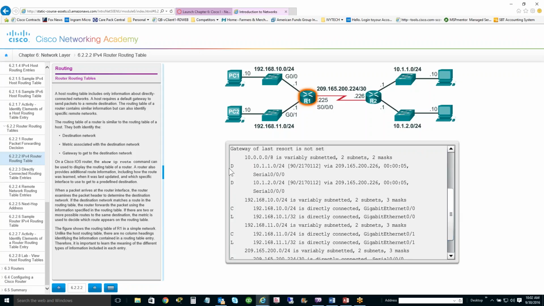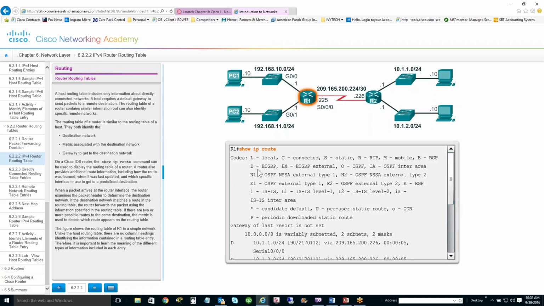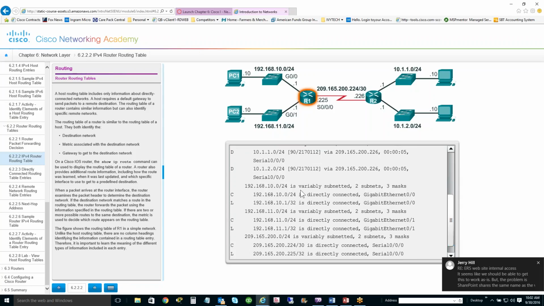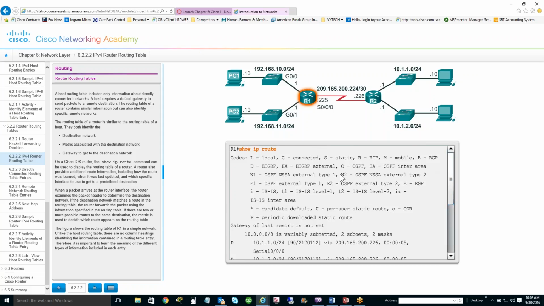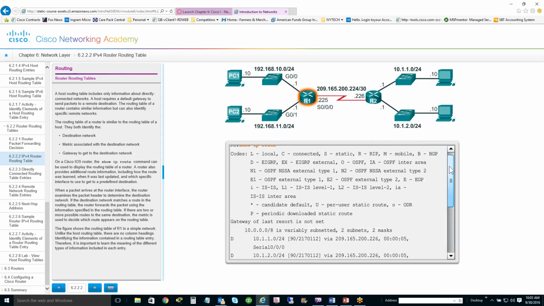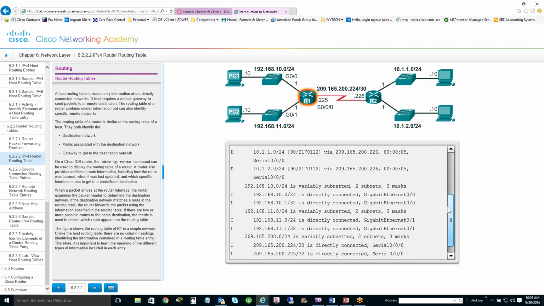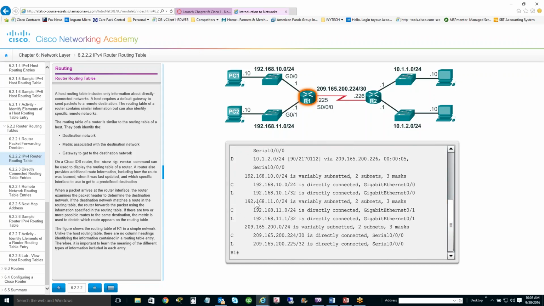So this is showing me the D is telling me that I have an EIGRP learned route here, and I got a couple of routes there. I've got a C route, which is a connected route, which is basically when it's directly connected, and so in this situation, I actually have interface networks that are subnetted, and we'll talk more about that later.